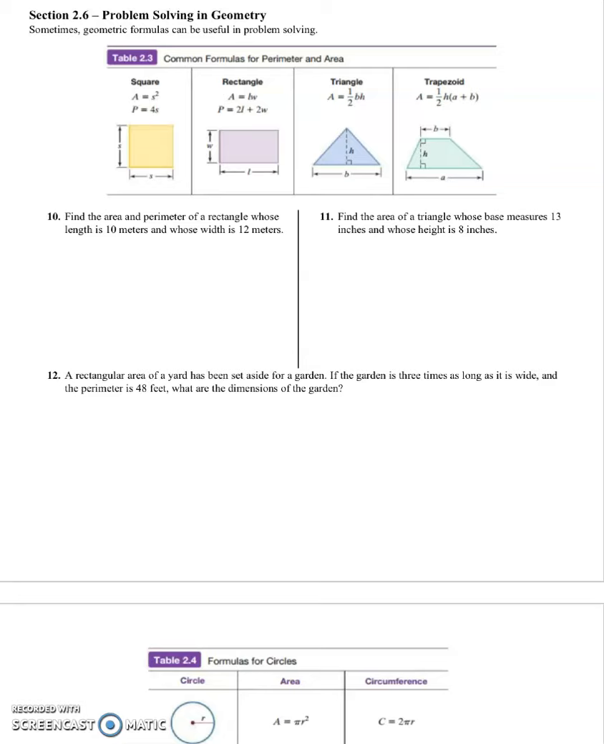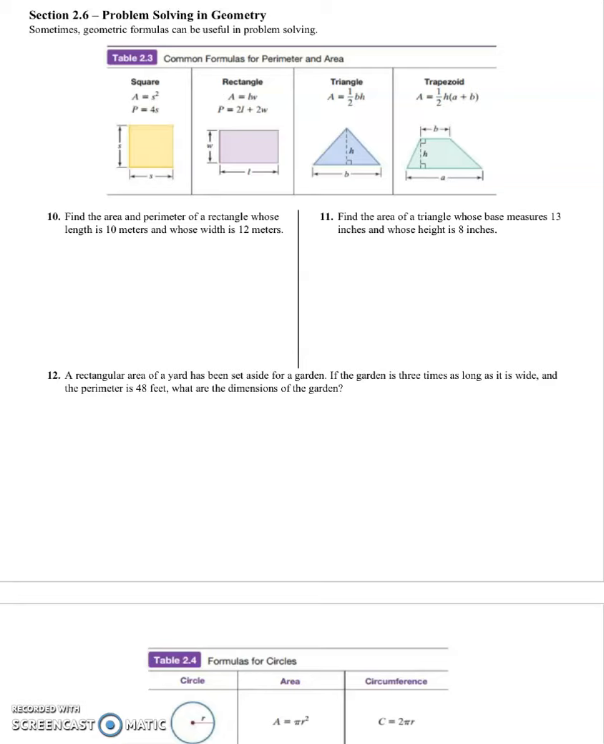Okay, this is section 2.6, and we're going to start talking about problem solving using geometry. So here you have some common formulas for perimeter and area. So we have perimeter and area for a square. Area is A, P is perimeter. We have area of a triangle, area of a trapezoid, and we have area and perimeter of the rectangle.